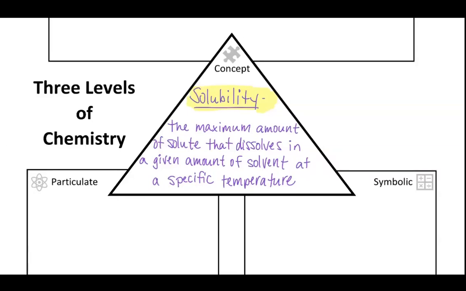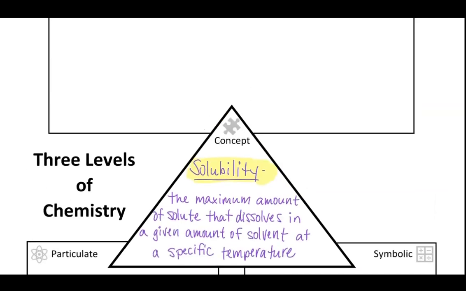This time we're going to be looking at solubility as a way to wrap up our objective of 8.1 on solution properties. Solubility is the maximum amount of solute that dissolves in a given amount of solvent at a specific temperature. We're going to look at this in all three levels, and we're going to start with our macroscopic level.